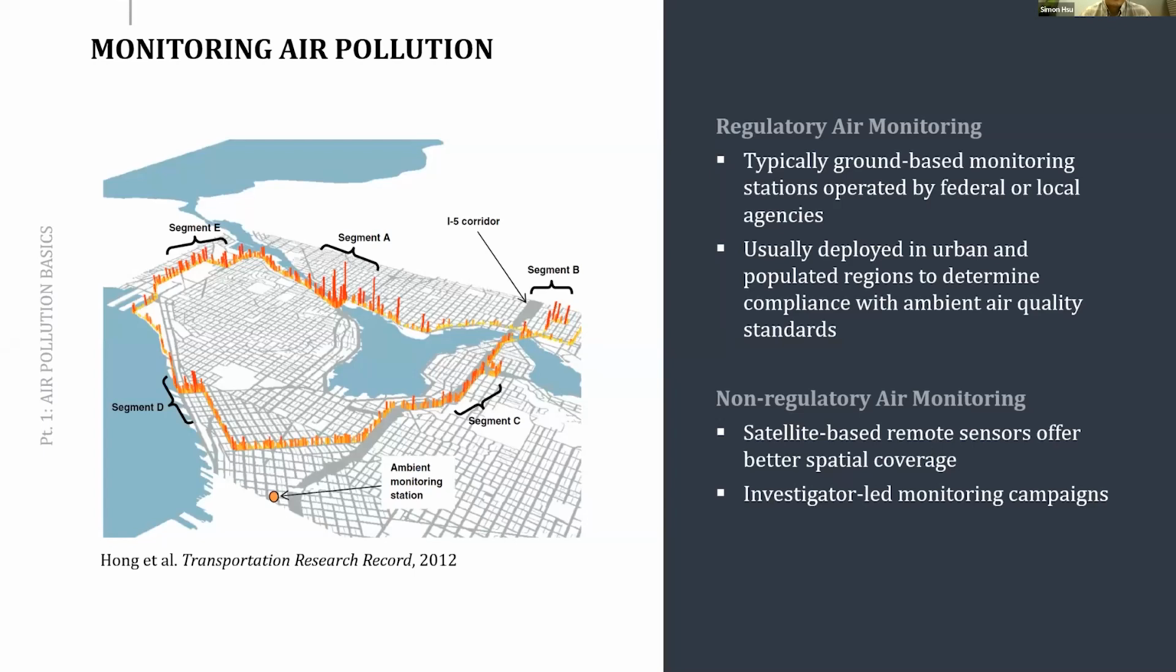And all they did was they mounted a mobile monitoring device for black carbon. Black carbon is a major component of fine particulate matter. They put it on a bicycle, and during the peak morning and evening commute hours, rode this 12-mile loop a couple of times. And they ended up publishing this report. So it doesn't have to be anything fancy, these investigator-led monitoring campaigns.